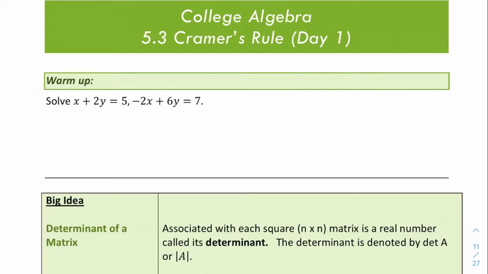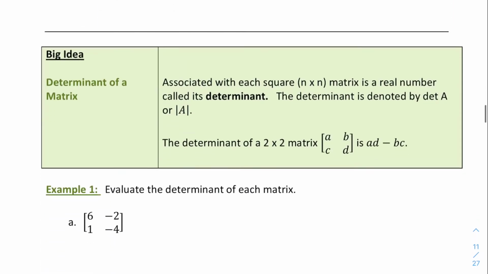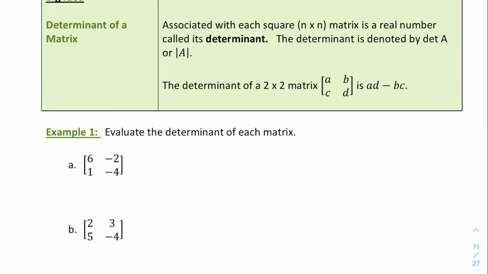We're going to talk about Cramer's rule, which is another way to solve systems of equations using matrices. They involve what's called a determinant, which notation-wise can be det with a, or what looks like absolute value of a capital letter, but it is not absolute value. It's just those two vertical bars with the letter representing your matrix inside.